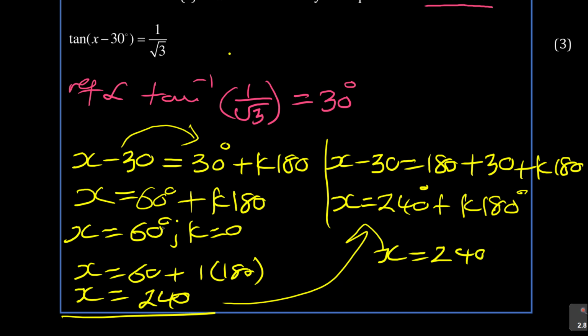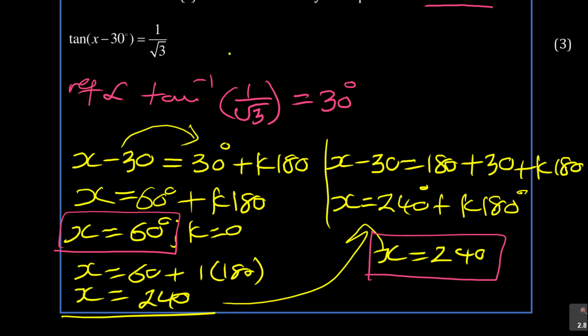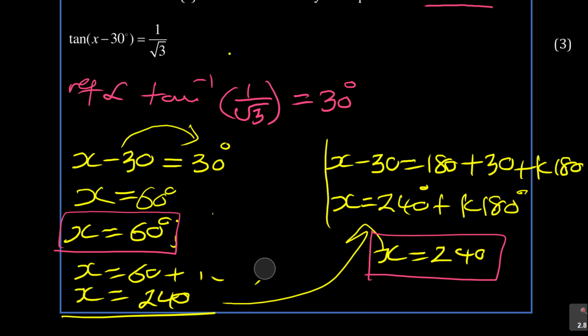Now these are the possible answers. So the value of x here is 60 degrees, or x is equal to 240 degrees. As I said, maybe you can just ignore this part. We are going to say x minus this is equal to 30. Why? Because it's in the first quadrant.